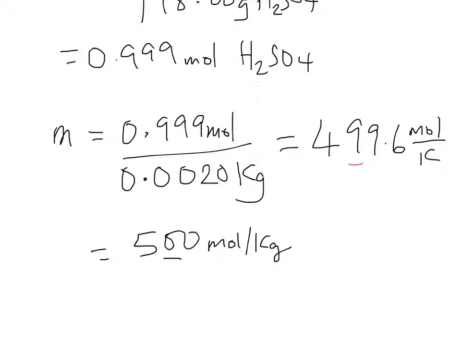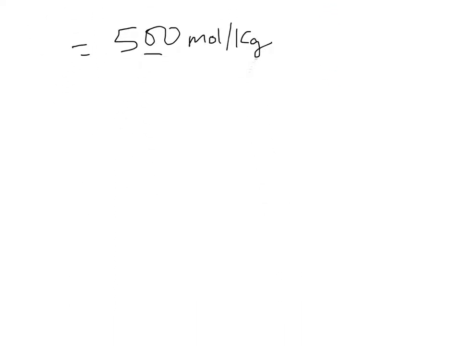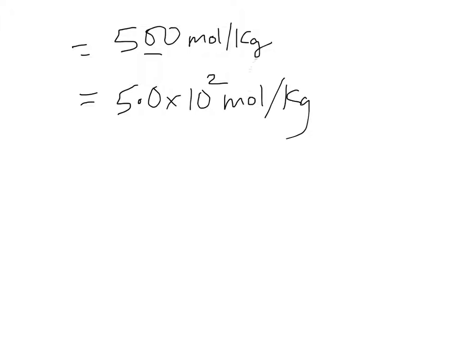The underline notation, where we underline the last significant figure, is one of those things that I think is sort of chemical slang, and so it's probably best not to use it unless everyone else agrees they're going to use it, but we can write it using scientific notation. So 5.0 times 10 to the 2 moles per kilogram would probably be the best way to do it.